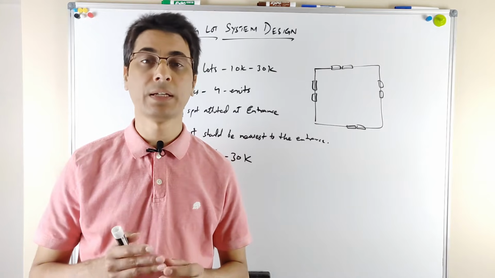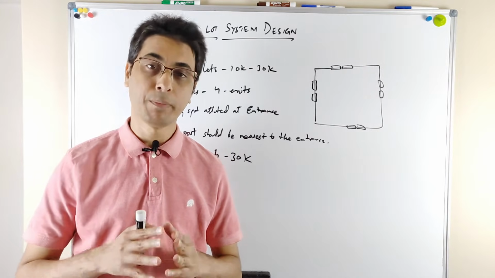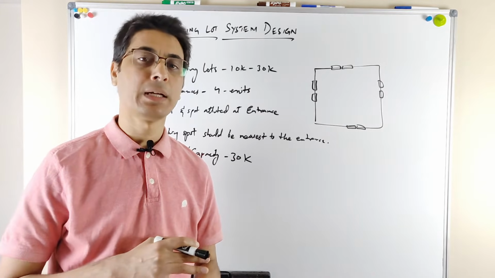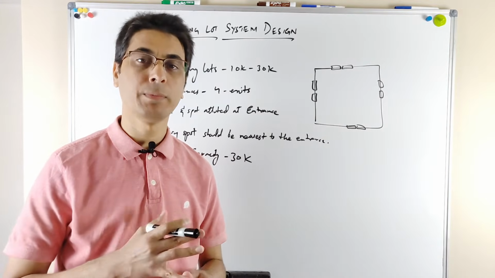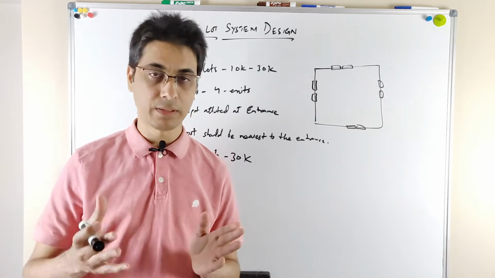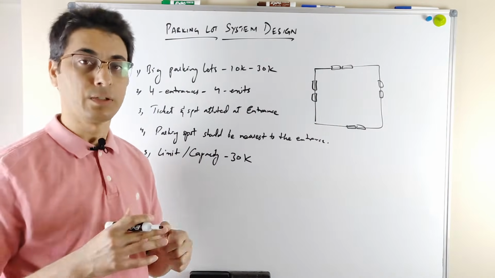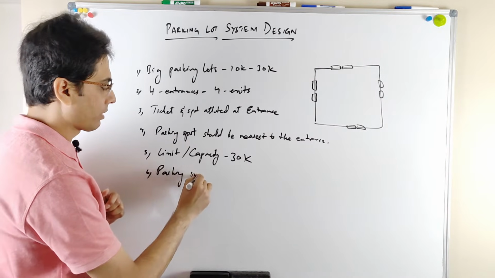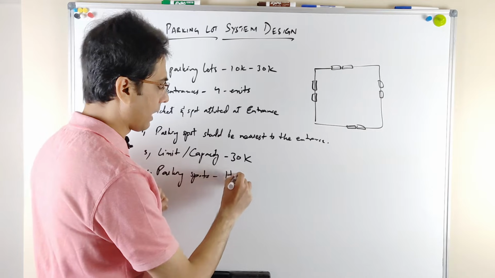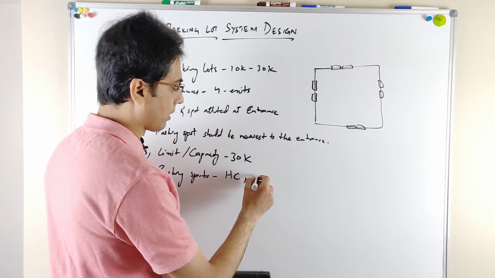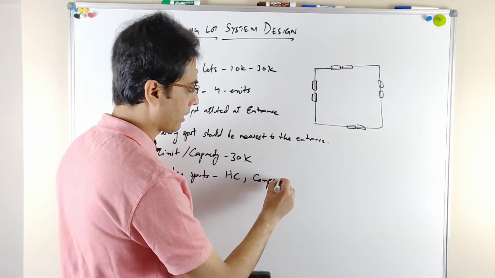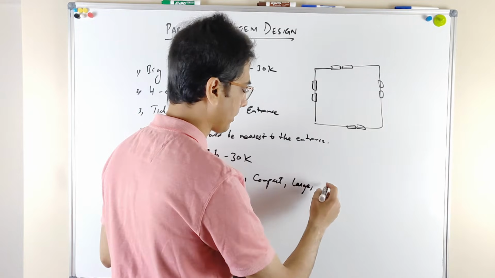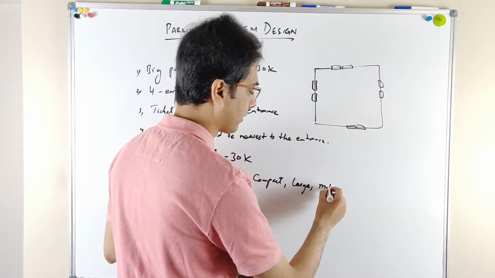The sixth requirement is that there will be different types of parking spots. For example, there will be parking spots for handicapped, parking spots for compact cars, parking spots for large cars, etc. So in our design, we will consider there are 4 types of parking spots, and these will be handicap parking, compact car, large vehicle, and motorcycle.